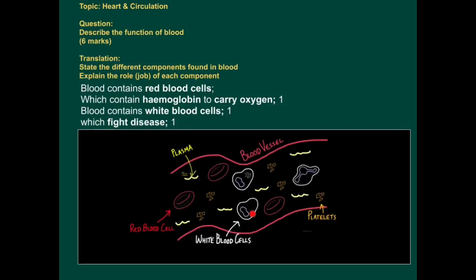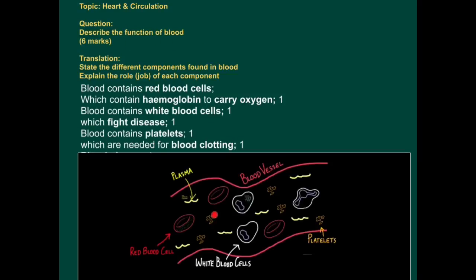Blood contains white blood cells, which fight disease. You could go into more detail if you wanted. You could talk about how some white blood cells engulf and digest bacteria. You could say that some white blood cells produce antibodies and antitoxins. But there's lots of other ways you can get marks as well, because there's other things to describe.